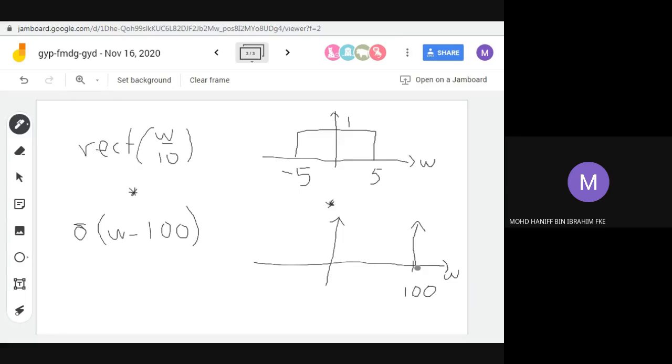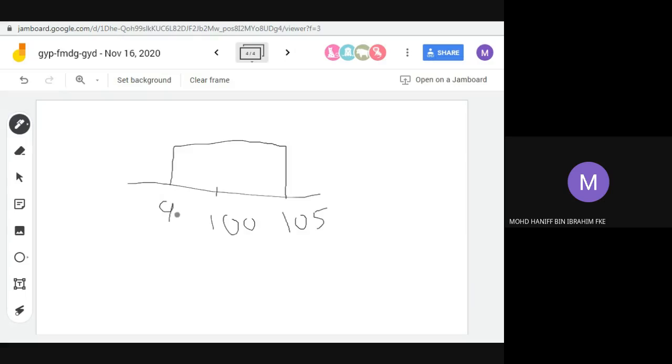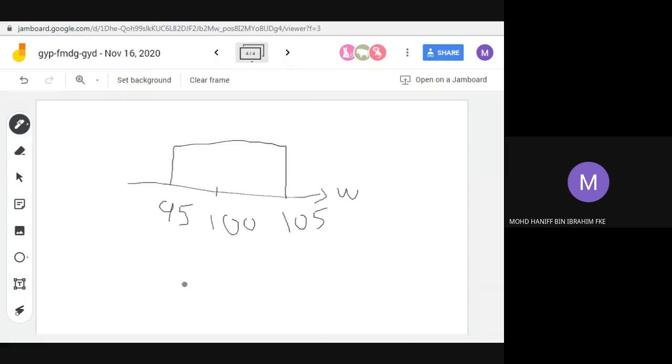The result of this convolution will be a rectangular function shifted to 100, with the duration now from 95 to 105. That should be your result of convolution between the rectangular omega over 10 and the delta function omega minus 100. So we can write the solution simply as rectangular, omega minus 100, divided by 10. That's the solution for this example.